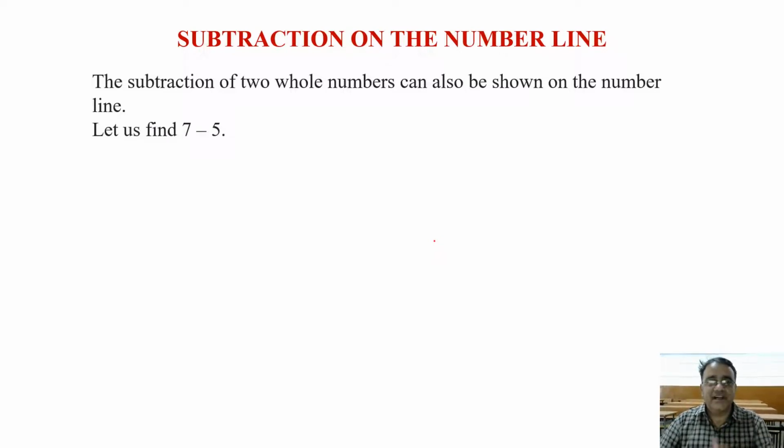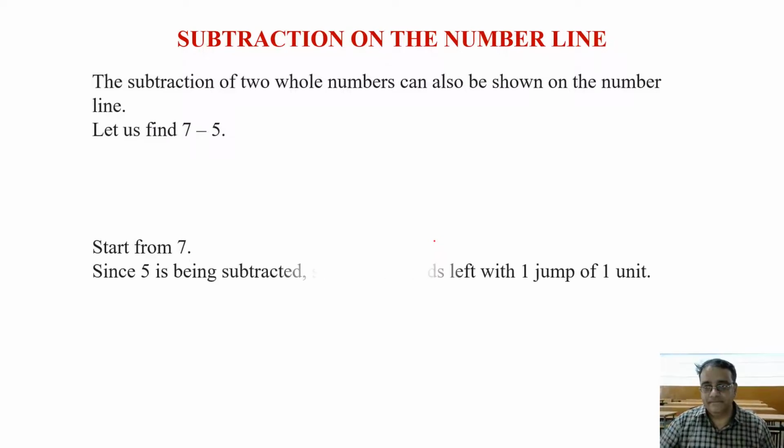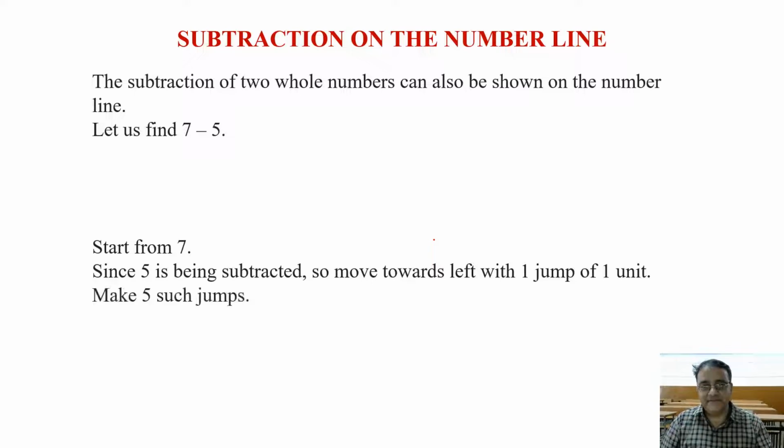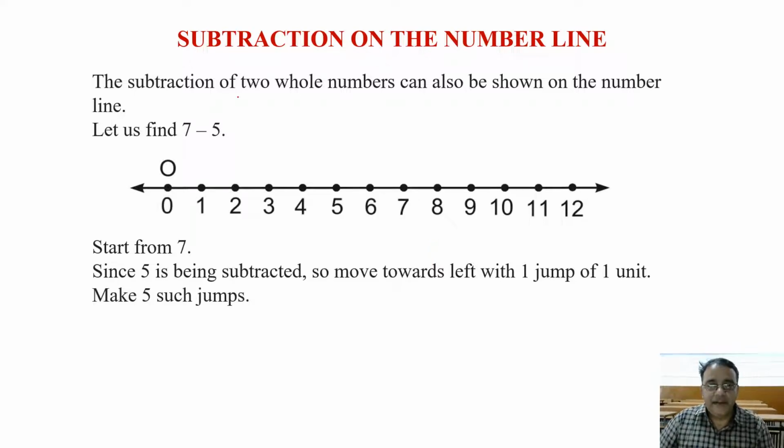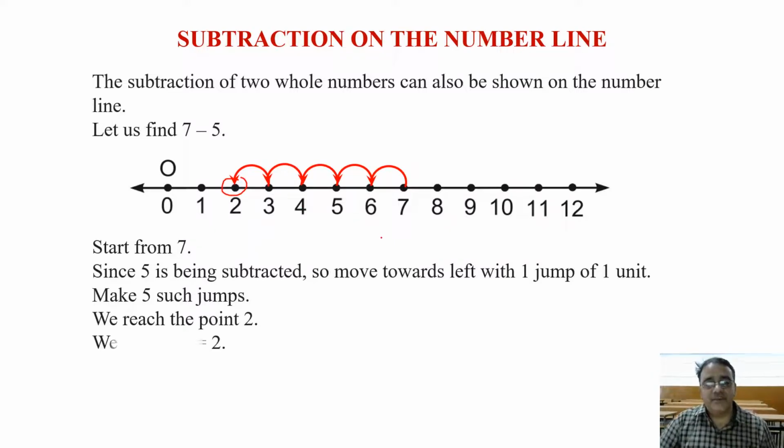So first we will start from 7. Okay? Since we are subtracting, as I told you, we have to jump towards the left-hand side. So we are subtracting 5. So from 7 we have to go 5 steps to the left side. Okay? 1, 2, 3, 4, 5. So we reached 2. Right? So that means 7 minus 5 is equal to 2. So this is the answer.